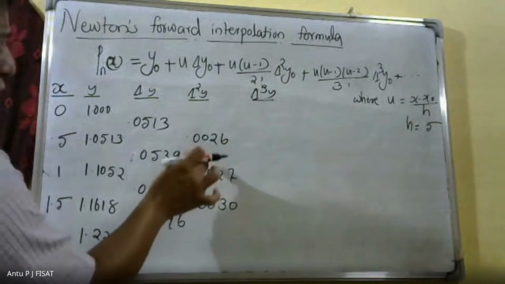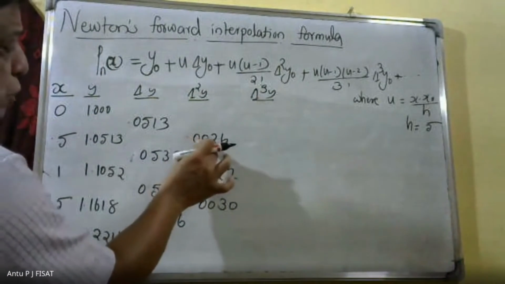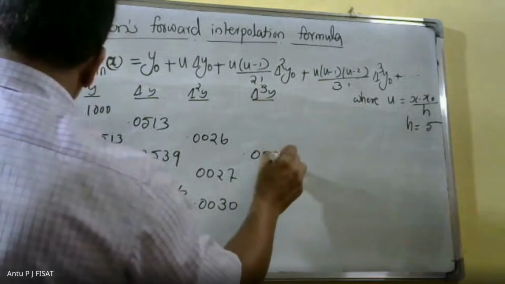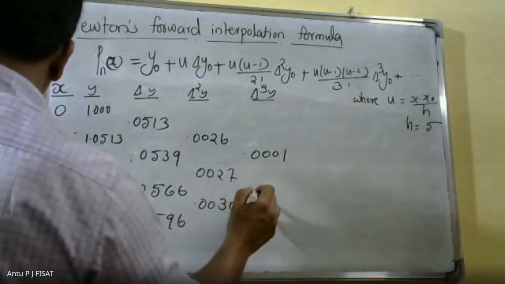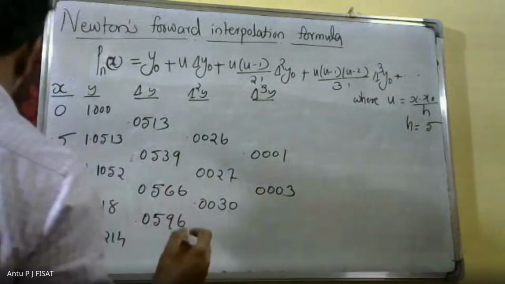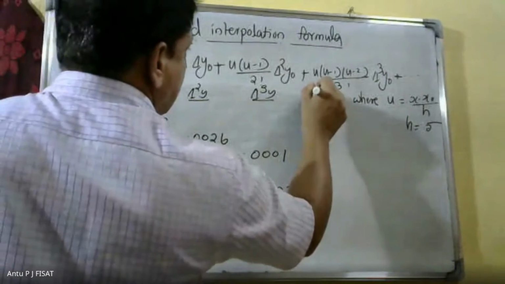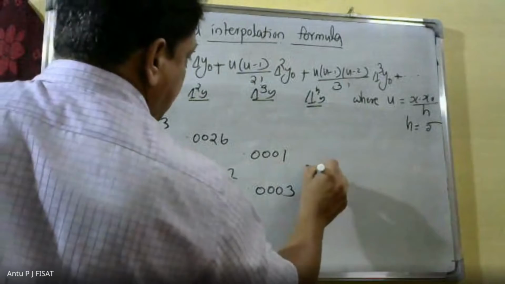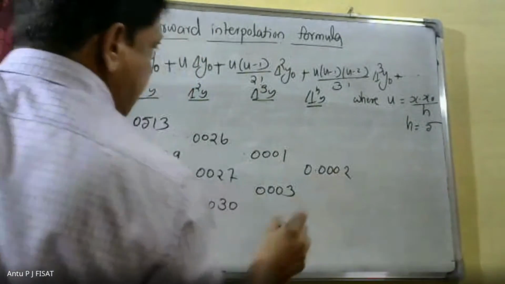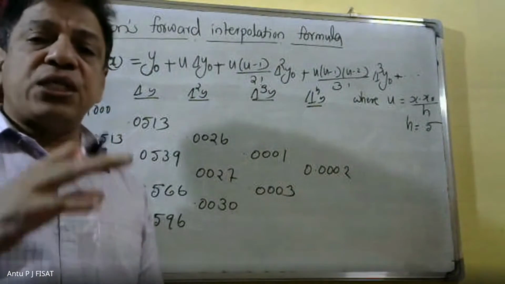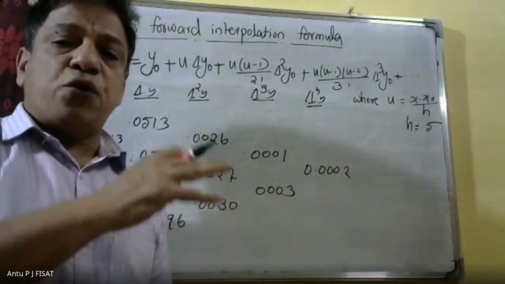Then the third column, delta cubed y. Take the difference 0.0027 minus 0.0026. The answer is 0.0001. Then take the difference, 0.0003. The next column, delta raised to 4 y. Take the difference, that is 0.0002. So in Newton's forward interpolation formula, first you have to make a forward difference table.